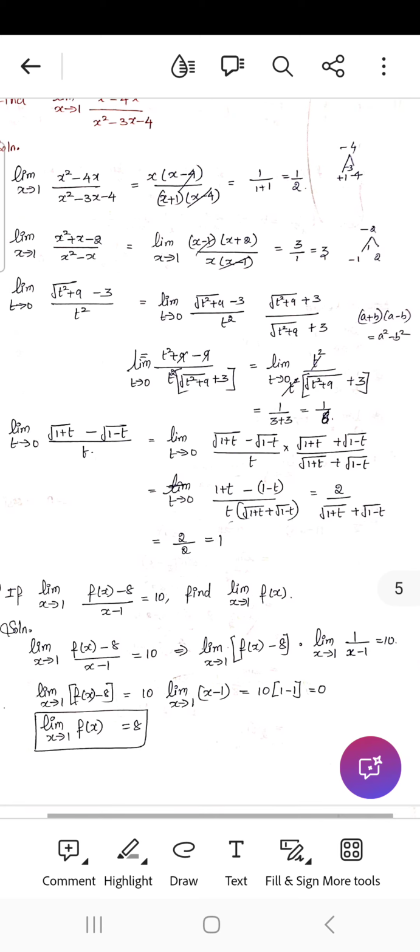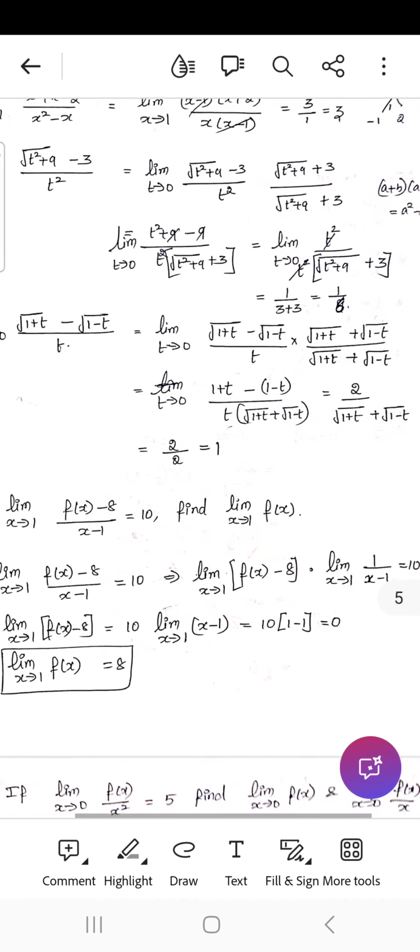Therefore we will get root of t square plus 9 minus 3 into root of t square plus 9 plus 3, that is a minus b into a plus b, that is a square minus b square, plus 9 minus 9 cancel out. t square by t square, numerator t square, denominator t square cancel, therefore 1 by root of t square plus 9 plus 3. After that, substituting t equal to 0, we will get the value 1 by 6.